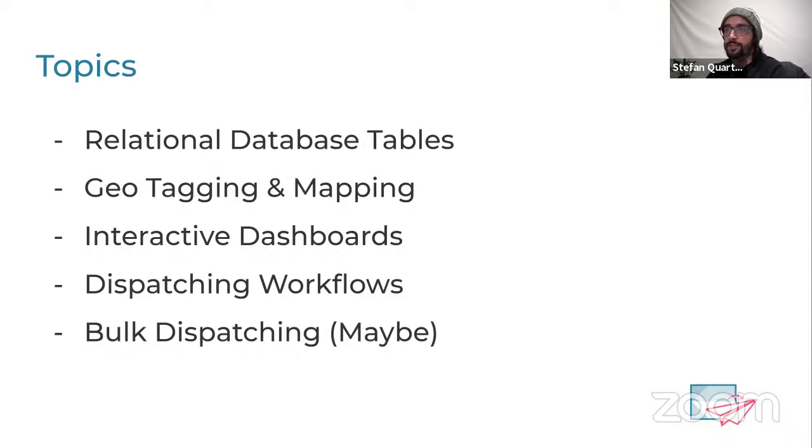We're going to look at geo tagging and mapping. We're going to look at interactive dashboards and seeing how we can see multiple screens of data at the same time on one view in AppSheet. Talk about some dispatching workflows, so how to actually synchronize your operations based on events that happen in the app. And then maybe we'll talk about bulk dispatching if we have time at the end.